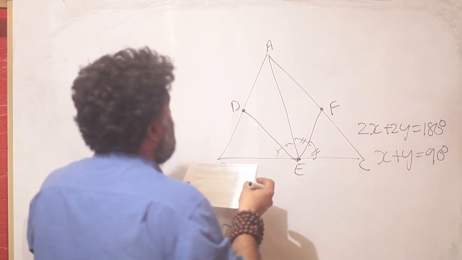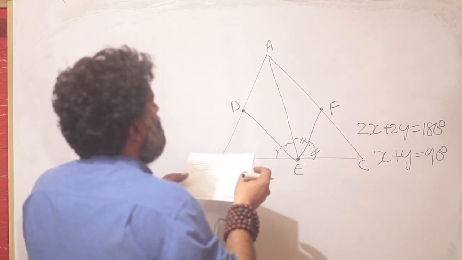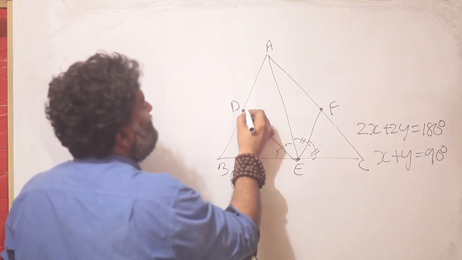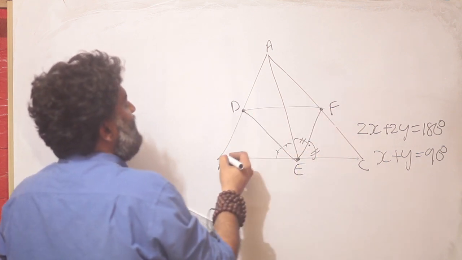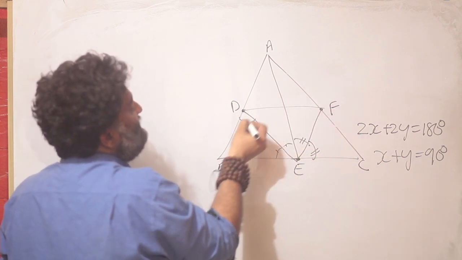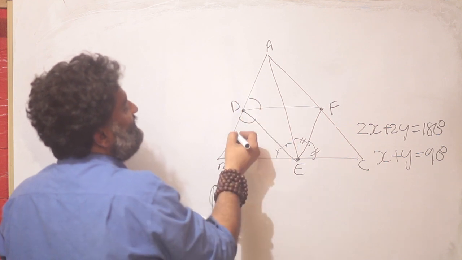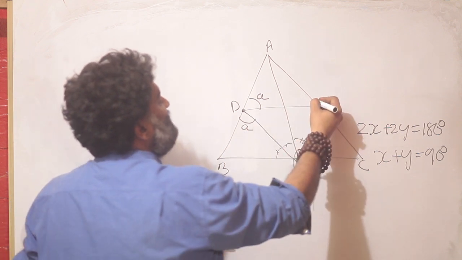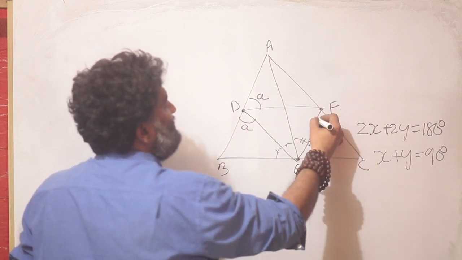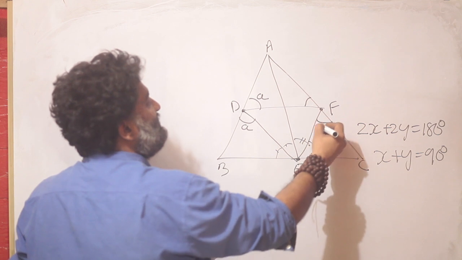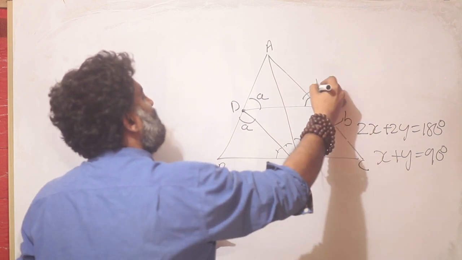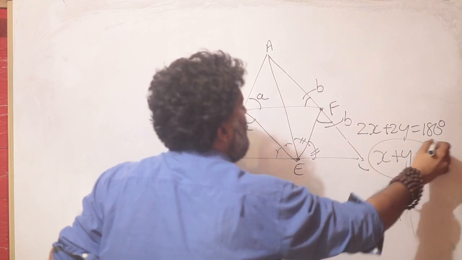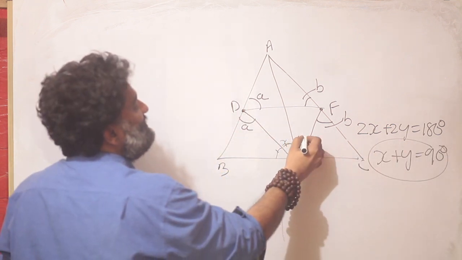In fact, I am not even done with the instructions of the question right now. It says further angle BDE is equal to angle ADF. So connect this D and F also. And it says angle BDE, this angle is equal to this angle. Call it A for a minute. So if this is A, this will also be A. Similarly, it says angle EFC, this angle is equal to this angle. Call this B, this angle will also be B. And you have just figured out that X plus Y is 90. This was X and this was Y.